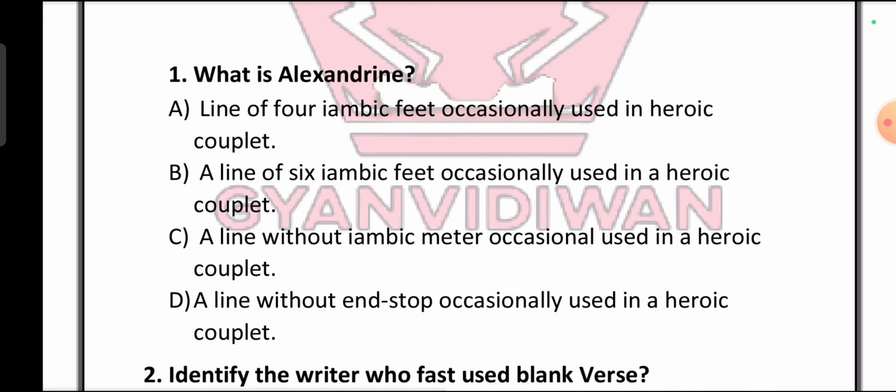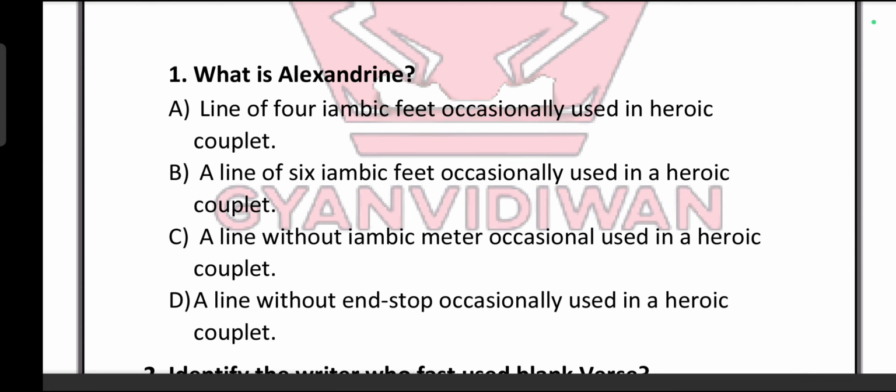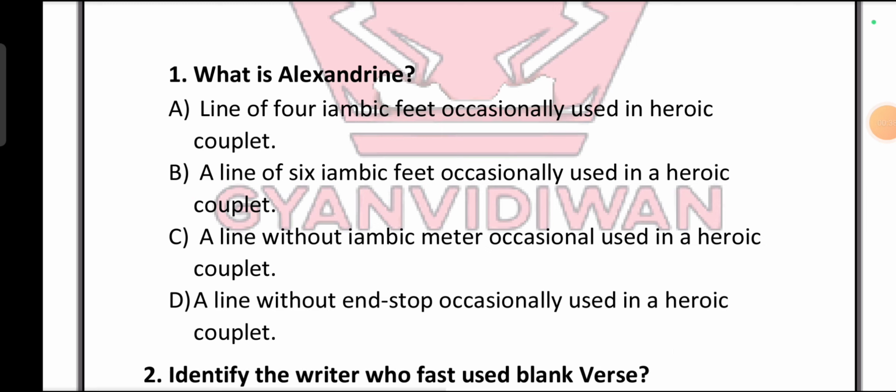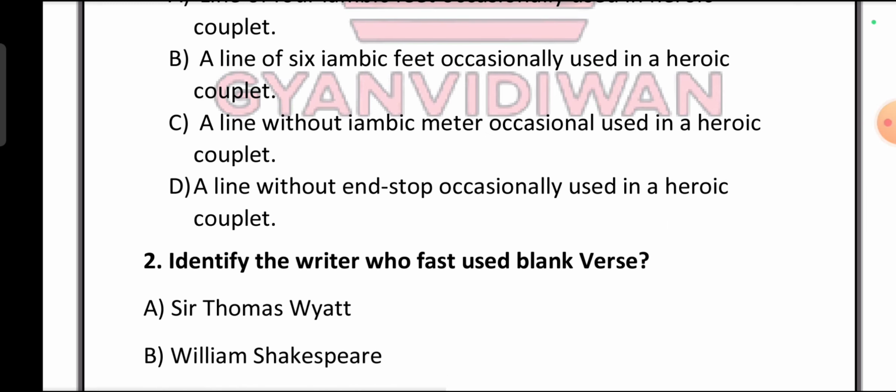First question, what is alexandrine? Alexandrine is a poetic device. In English poetry, alexandrine is a line of words consisting of 6 iambic feet. So the right answer will be option number C: a line of 6 iambic feet occasionally used in heroic verse.